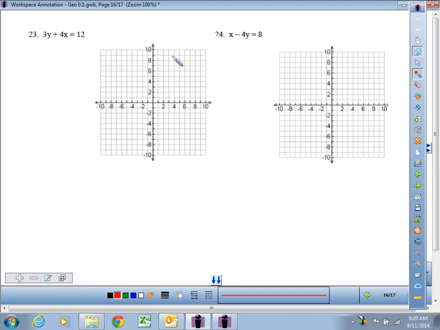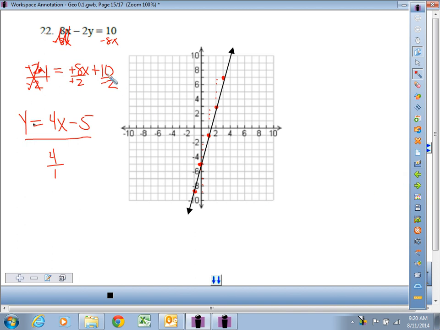So let's do this first one here, number 24, x minus 4y equals 8. Again, the first thing we need to do is move x over. Notice x is over here, it's positive, so when I move it over here, it's going to be negative. You don't even need to show that. If it's positive x here, it's going to be negative x over here.